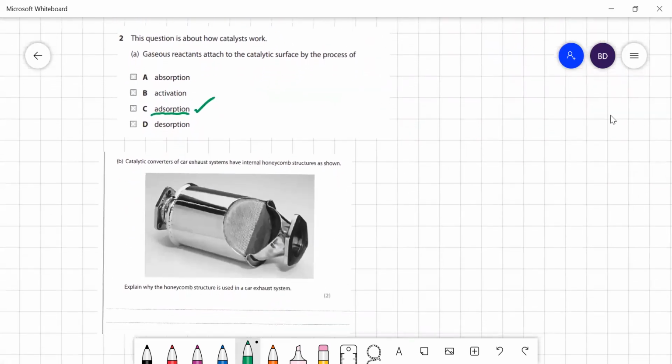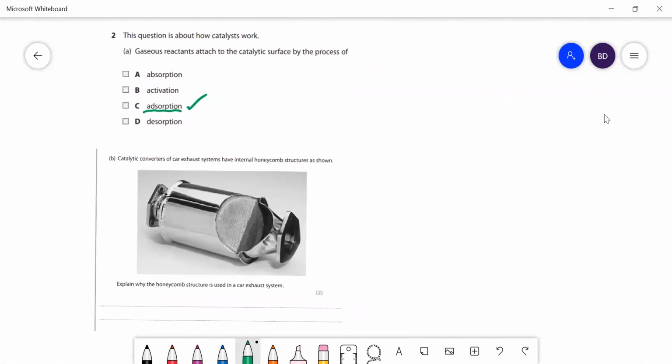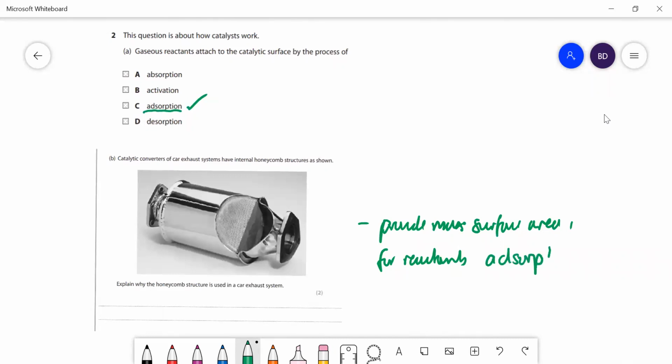So there's a picture of a catalytic converter. Explain why the honeycomb structure is used in a car exhaust system. It's to provide a maximum surface area. There's 1 mark for that probably, for reactants to adsorb to. The 2nd mark.